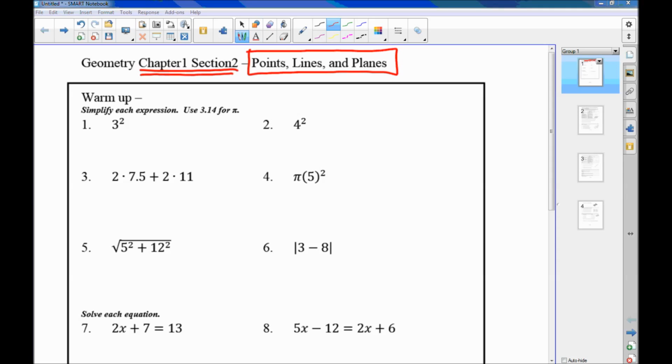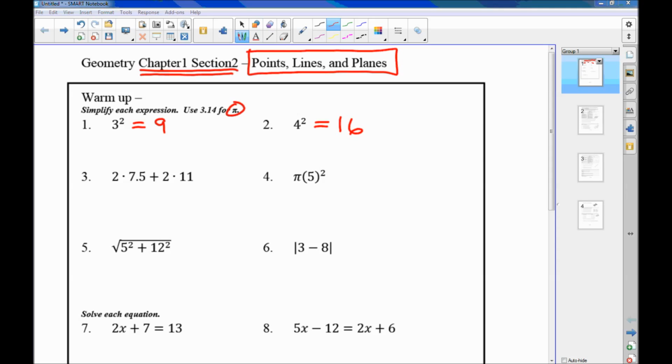All right, so since we haven't had any geometry lessons yet, this is our first thing, so it'll be a little algebra stuff. So simplify each expression. So we're using order of operations, and if we run into the symbol pi, we're going to put 3.14 in its spot. So our first problem is 3 to the second power, or 3 squared. 3 squared is 9. Our second problem is 4 to the second power, which is 4 times 4 for 16.